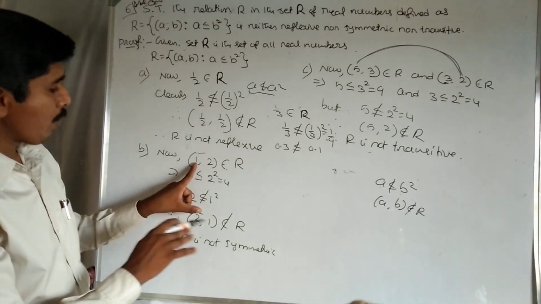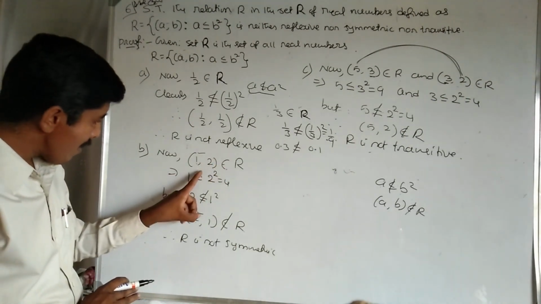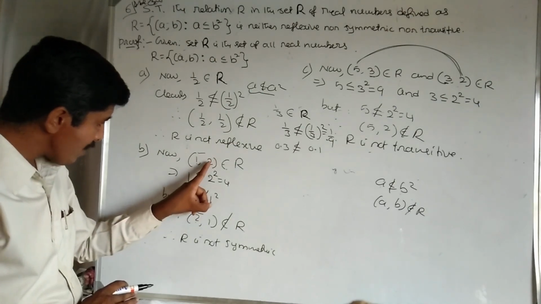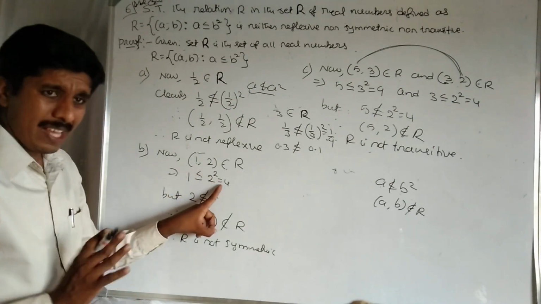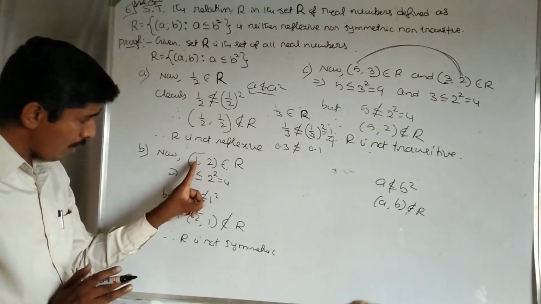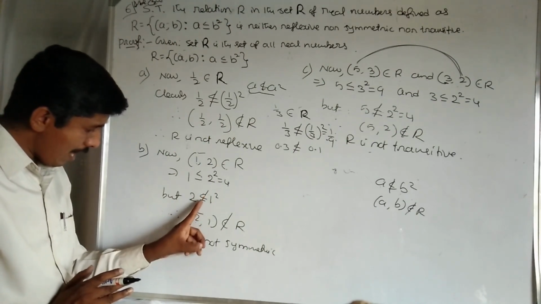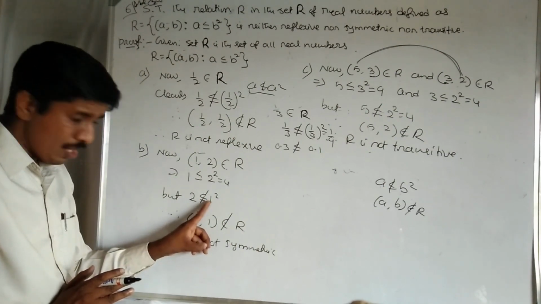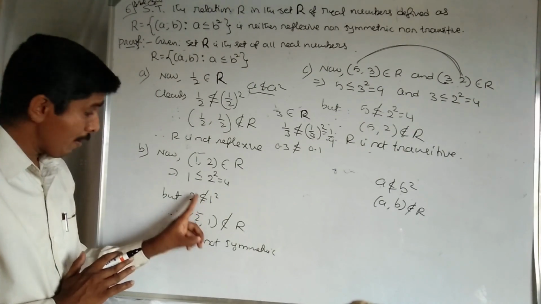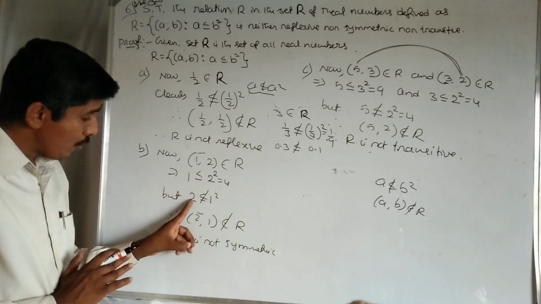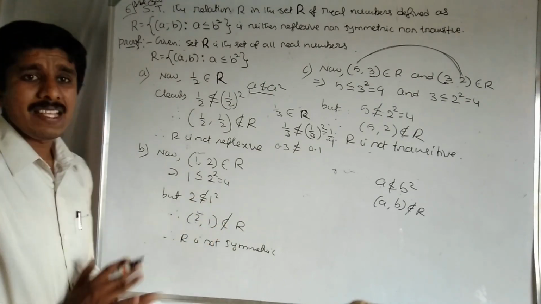Now, to prove it is not symmetric, take one element in the relation. 1 comma 2 belongs to the relation. Here 1 is less than or equal to the square of the second element 2. 2 squared is 4, and 1 is less than 4. Correct. But what is the relation between 2 and 1? Interchanging 1 and 2, 2 is the first element. 2 is greater than 1, and not less than or equal to 1 square. Therefore, 2 comma 1 does not belong to R. Therefore, it is not symmetric.